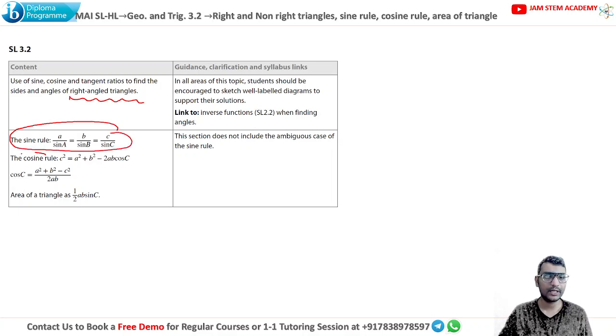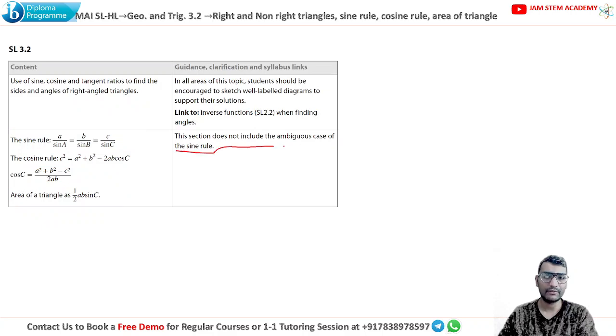The sine rule is there, cosine rule is there, right? And we will see how to find the area of a triangle using trigonometric functions if its side lengths are given. One more thing, in the SL part, this section does not include the ambiguous case of sine rule that we will learn in the HL part. Okay, so now let's start with a right angle triangle.